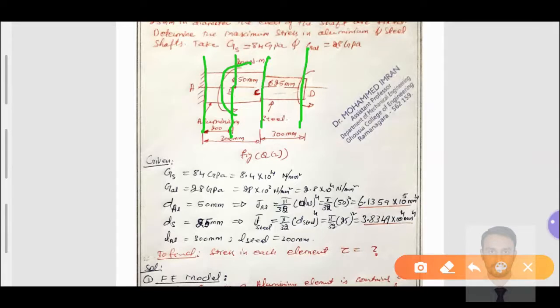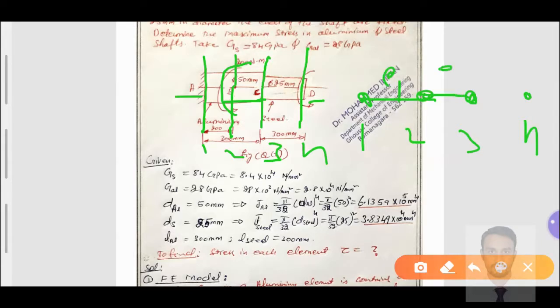How many points do we have? A, B, C, D, that means 1, 2, 3, 4. We have 4 nodes. When I join node 1 to 2, we have element number 1, node 2 to 3 gives element number 2, and node 3 to 4 gives element number 3. As usual, what we solved in the previous problem, we have 3 elements. Here also we have 3 elements. How did we get the 3 elements?